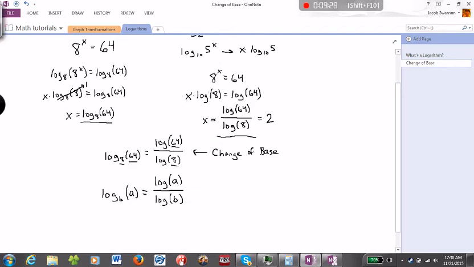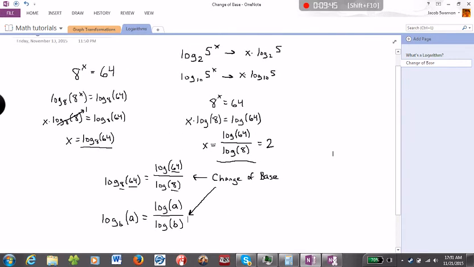So I guess, where's my cursor? Here we go. I guess this bottom expression here is more like the change of base formula than this here, but it's basically the same thing. It's the same deal. And so that is the change of base formula.